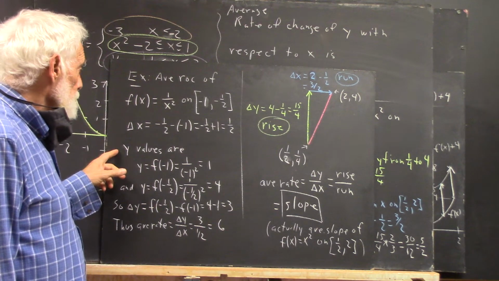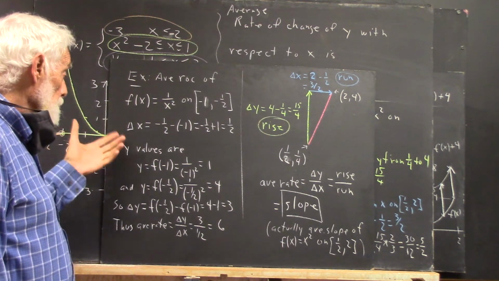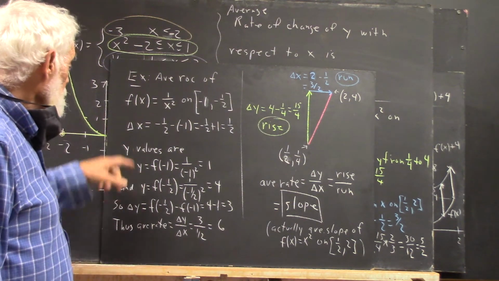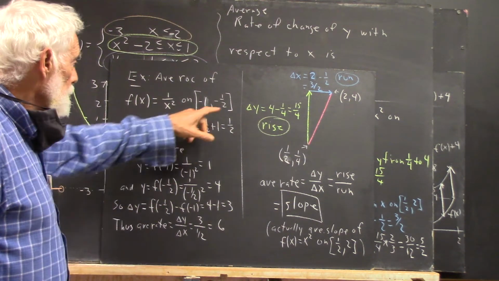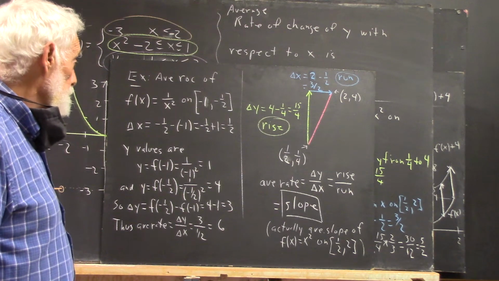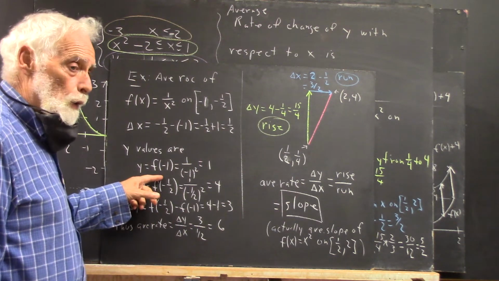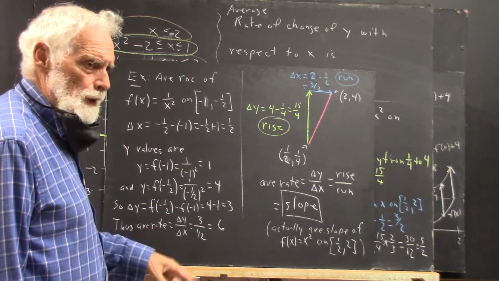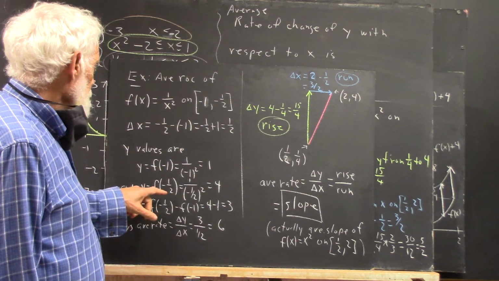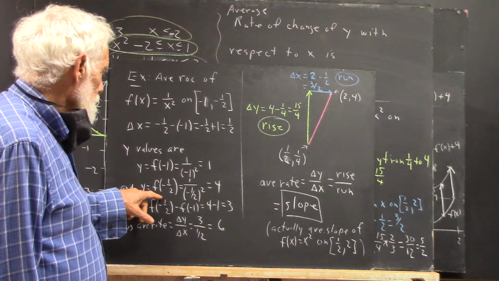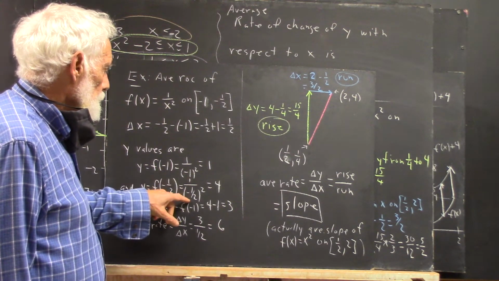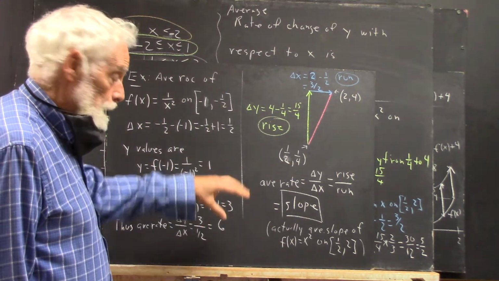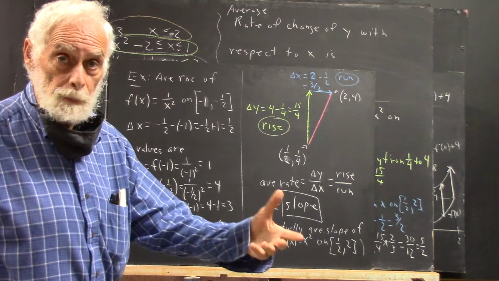The y values, so we got the change in x. We'd have to find the change in y. To find the change in y, we need 2 y values. We need the y value at x equals -1 and the y value at x equals -1/2. Well, f of -1 for this function is 1 over -1 quantity squared, and that's just 1. And f of -1/2 is 1 over -1/2 quantity squared, and that turns out to be 4, and I didn't include the details of the calculation because we've been over them.